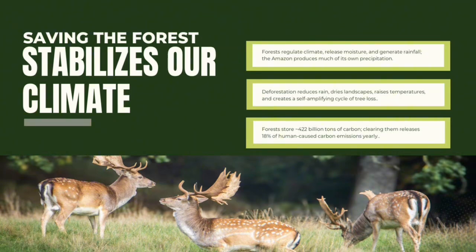Our forests help control our climate. They release moisture and help make rain. For example, the Amazon forest produces much of its own rainfall. When forests are cut down, rain becomes less, land dries up, and temperatures rise. This makes it harder for trees to grow back, so more forest gets lost over time.